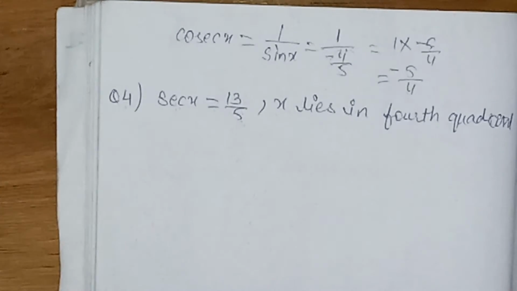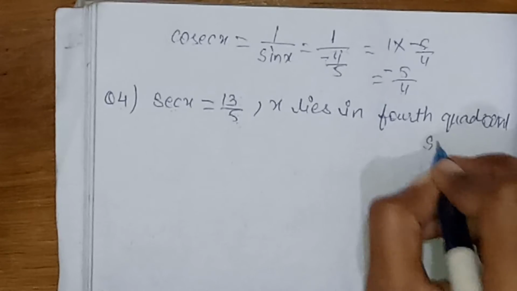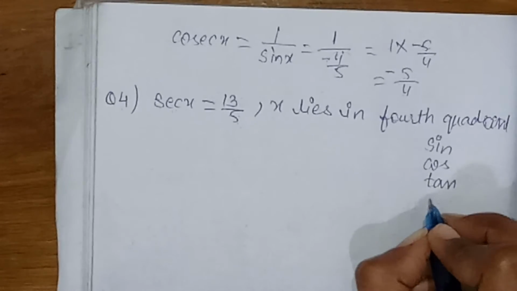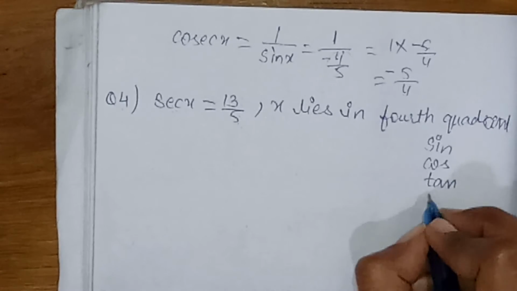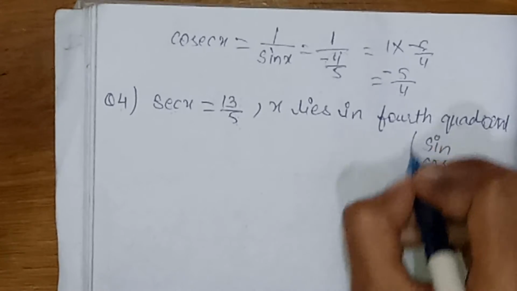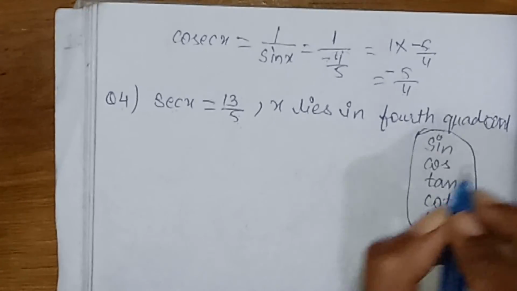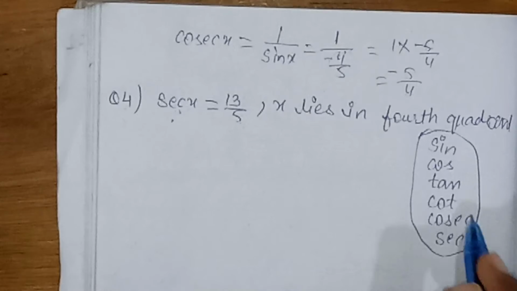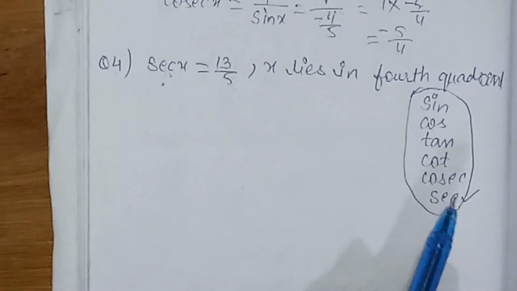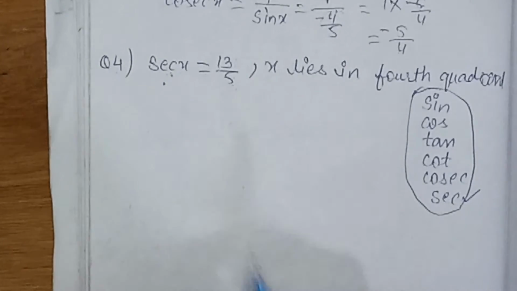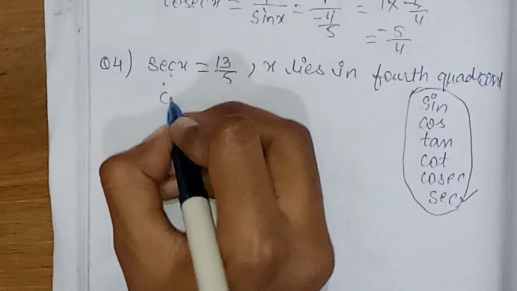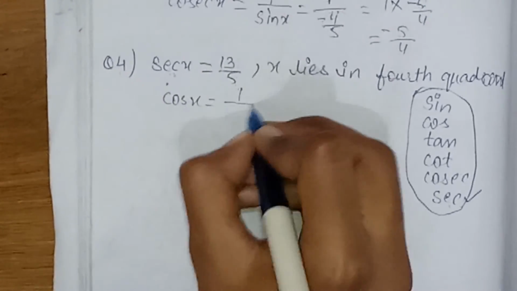Okay, let's start our question. Before that, write the values of trigonometric functions. Keep it in a circle or a box. They have given the value of secant first, so tick it. When they give the secant, we can automatically find the value of cos. That is the reciprocal of secant, right?